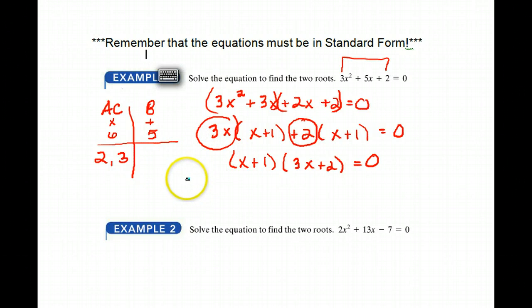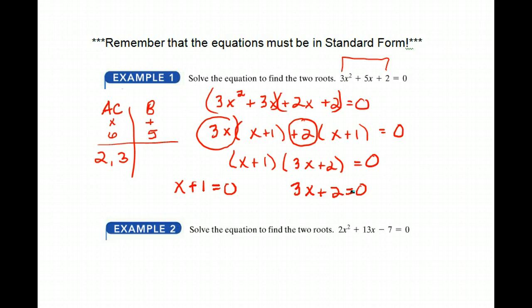So we are permitted at this point to take each one of those quantities, x plus 1, look at what I wrote, x plus 1, and set it equal to 0. And we're also permitted to take 3x plus 2 and set it equal to 0. Because remember, one or both of those factors had to have equaled 0 in order to get an answer of 0 on the right-hand side. So now we have two equations that we need to solve for x.